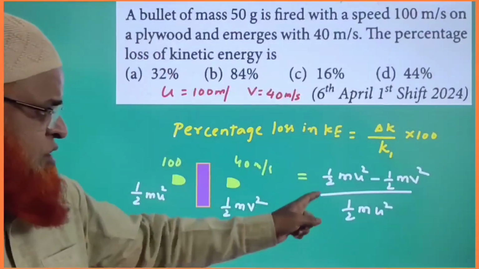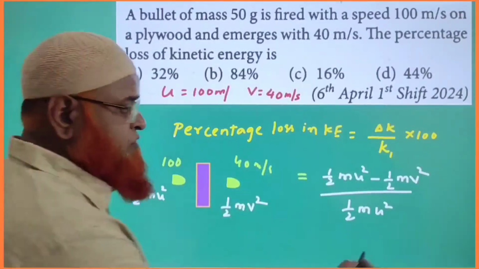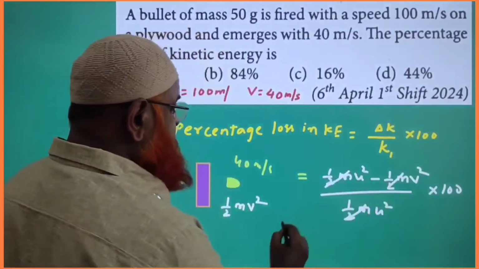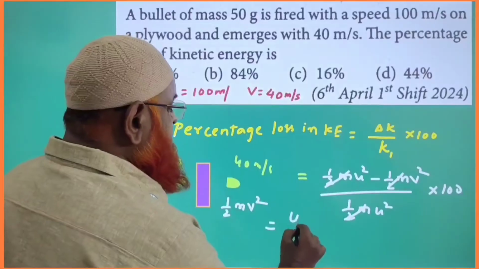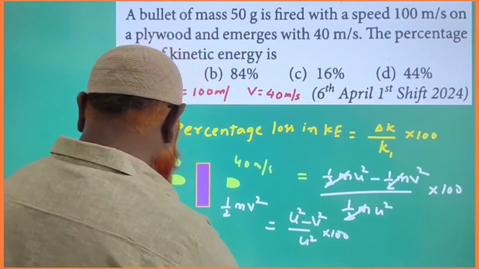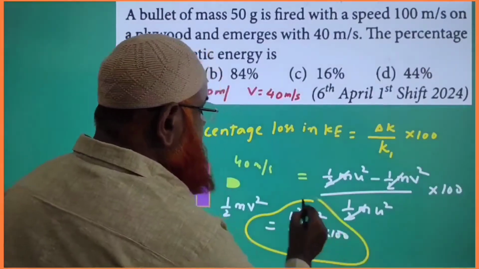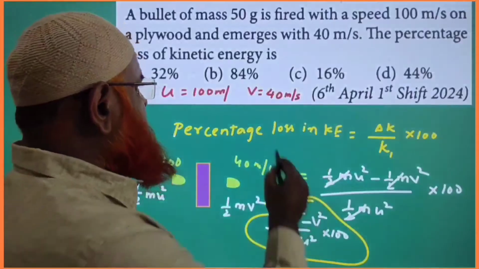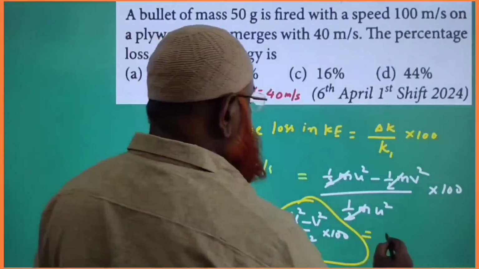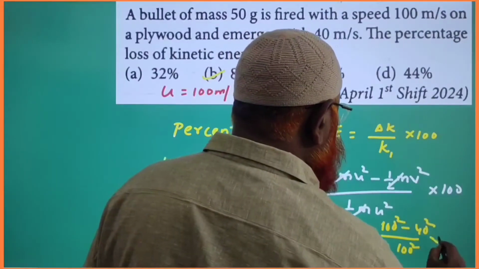Now, from this, you can cancel out half m in the numerator and denominator. Finally, what is going to be the formula here? Into 100. So if you cancel out half m, we'll be getting u square minus v square by u square into 100. This is going to be your shortcut formula. That's it. If you substitute, you'll be getting nearly 84%. Can you check it out here? So which is 100 square minus 40 square divided by 100 square into 100.